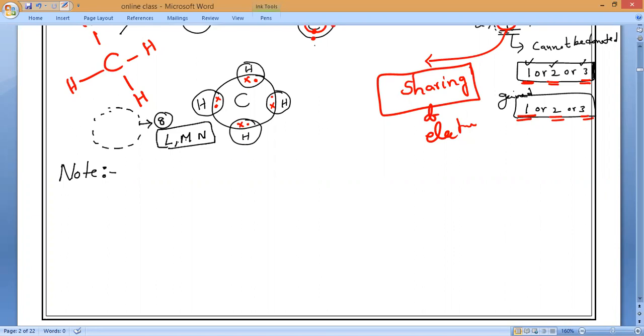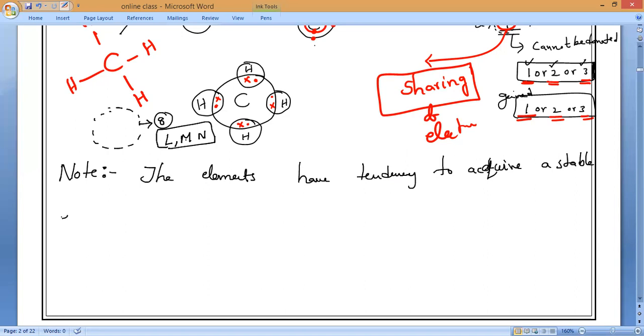So write the statement now. I'll say it. The elements have a tendency to acquire a stable electronic configuration.